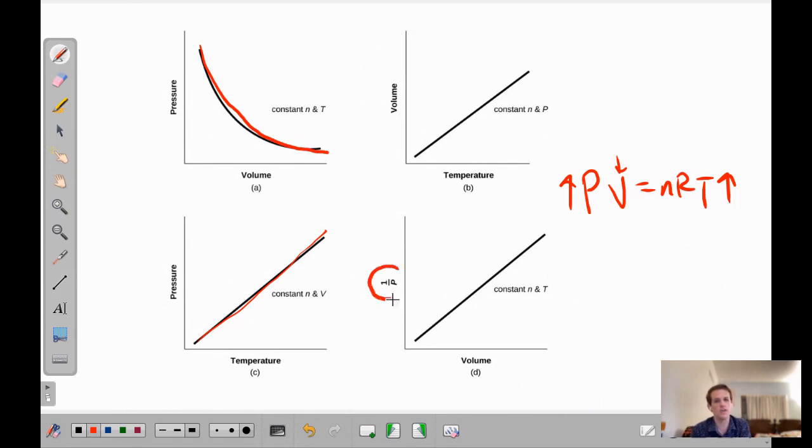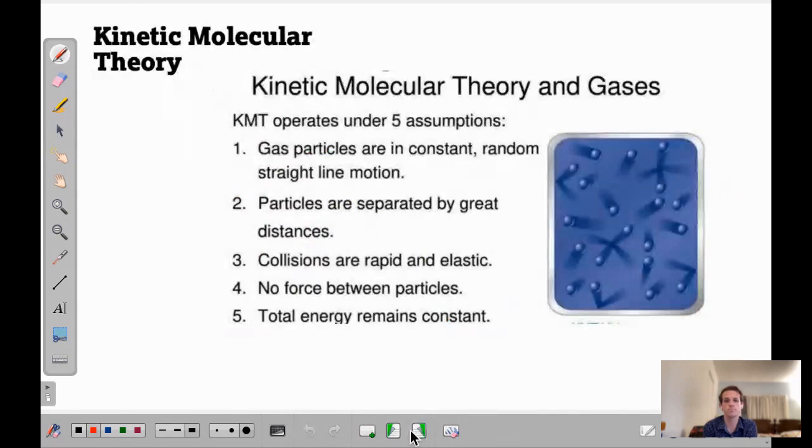Sometimes they get weird on you, and instead of putting pressure and volume like this one, they give you something like that, 1 over pressure. That's still showing an inverse relationship, but the graph actually ends up being a linear line. So be familiar with these, be able to look at a graph and know what it's trying to say. This is explicitly stated in the College Board outline of the course: you should know the graphs that are related to the ideal gas law.